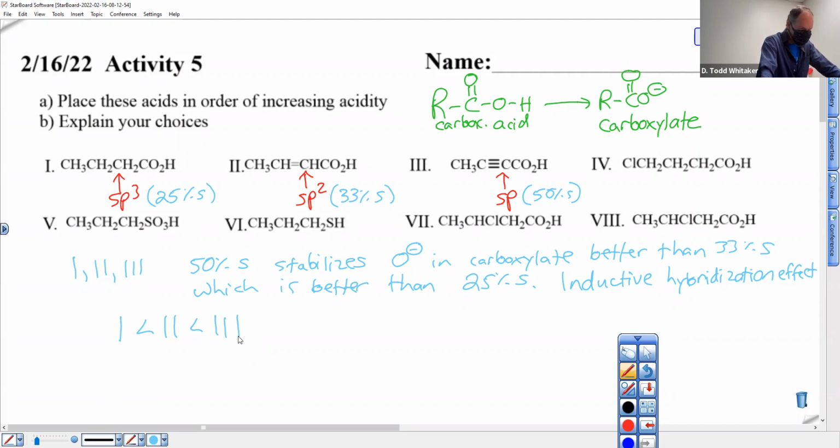Okay. Now I'm going to do 4 and 7 and 8. Because those are our traditional inductive effects. The Cl does help. All 3 of them have a Cl. The one where the Cl is closest to the O minus is going to be the best.